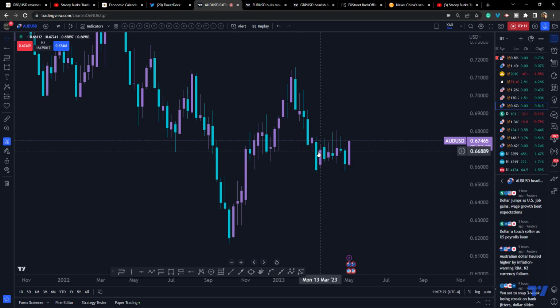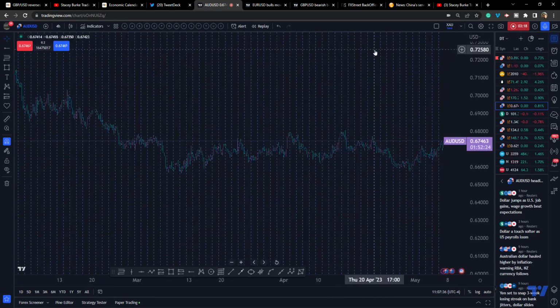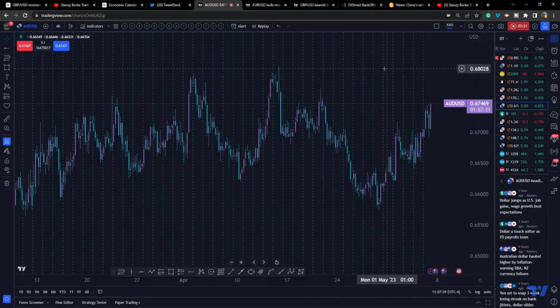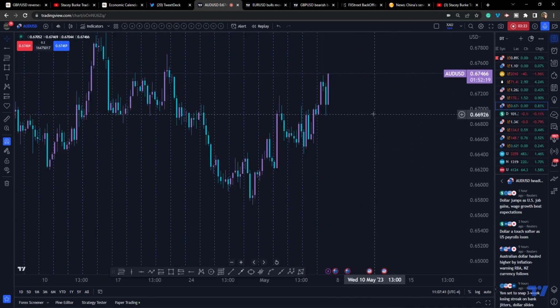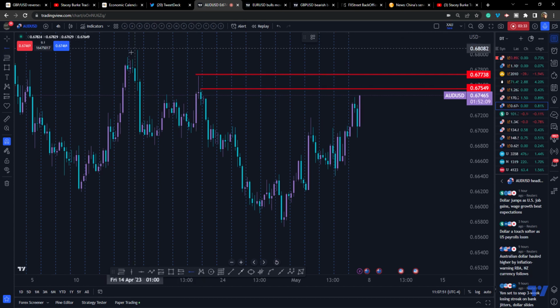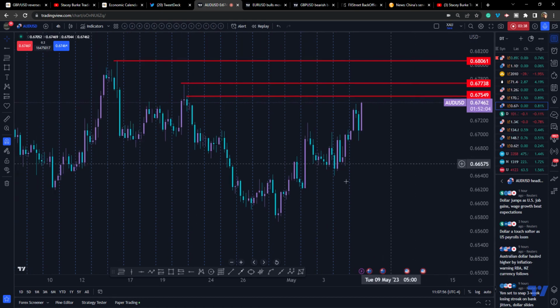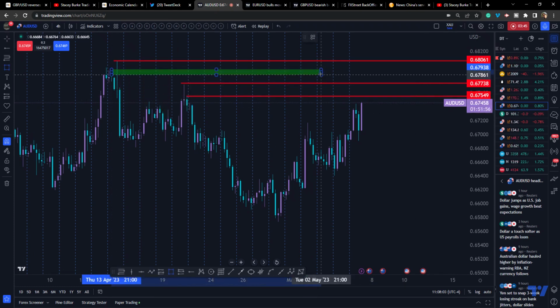So on that basis, if we're looking for shorts, then we want to find out again where our resistances are. Potentially here, potentially here, potentially over here. Right? Well, we're not really too concerned, but it's just worth knowing where the resistance area is.